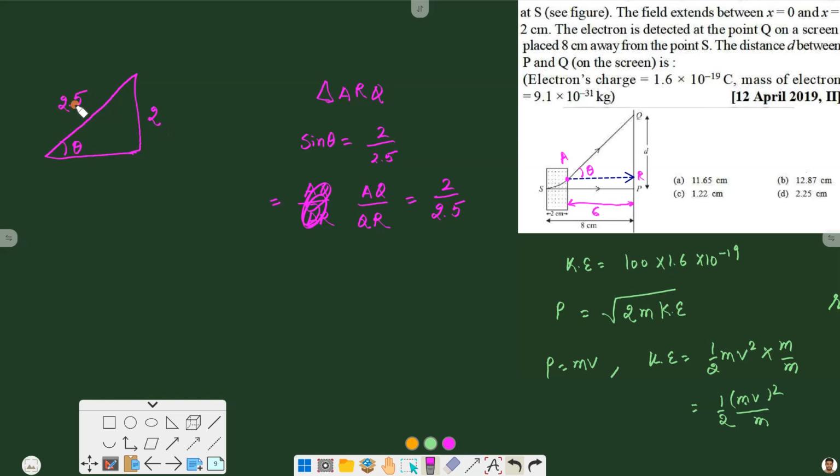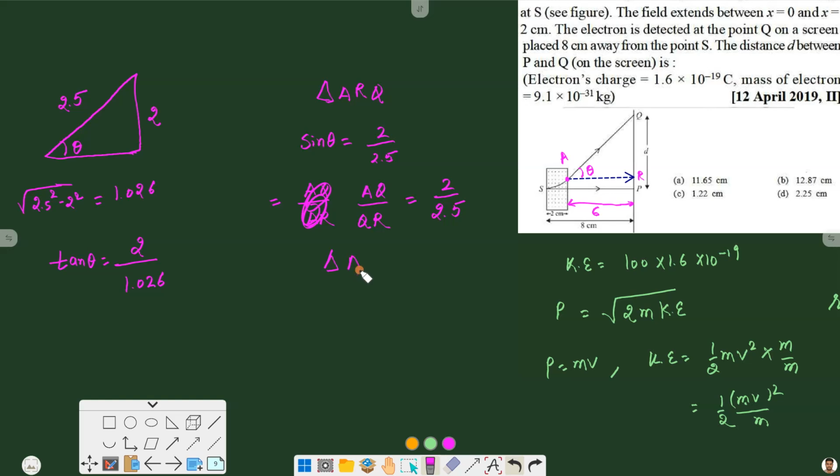Then using Pythagoras we can calculate that this side will be the square root of 2.5 square minus 2 square, and it will come out to 1.026. So now we will have tangent theta using these values, that will be perpendicular by base, so 2 by 1.026. Now we will use tangent theta in this triangle.